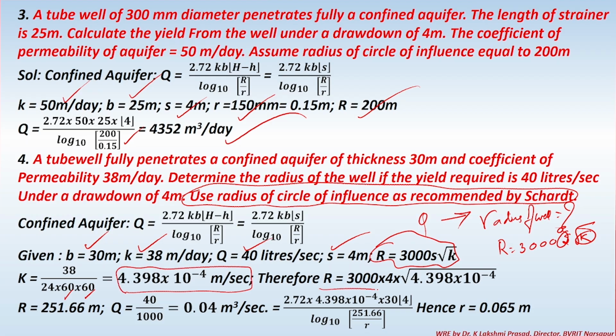Then R is equal to the same thing I have put here. Then R is obtained. Q is equal to whatever Q is there; if you see, 40 liters per second, that is 40 by 1000 meter cube per second. That's what I have done. Then I substituted in this and got what small r is equal to.